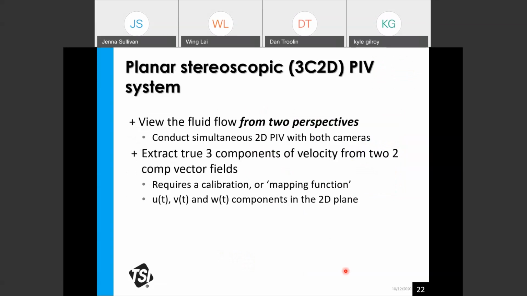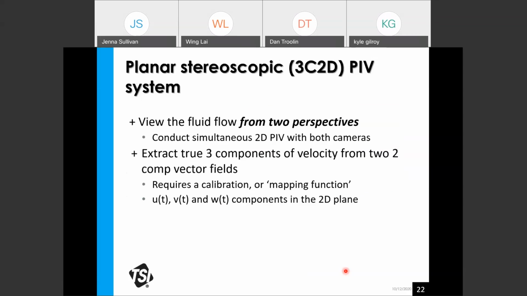So we talked about planar PIV getting the U and V components. Well, let's take a look at the third component, because there could be a lot of interest to find out exactly whether there is any flow coming in and out of the laser light sheet. So let's take a look at the planar stereo systems. We call it 3C, 3-component, 2-dimensional.